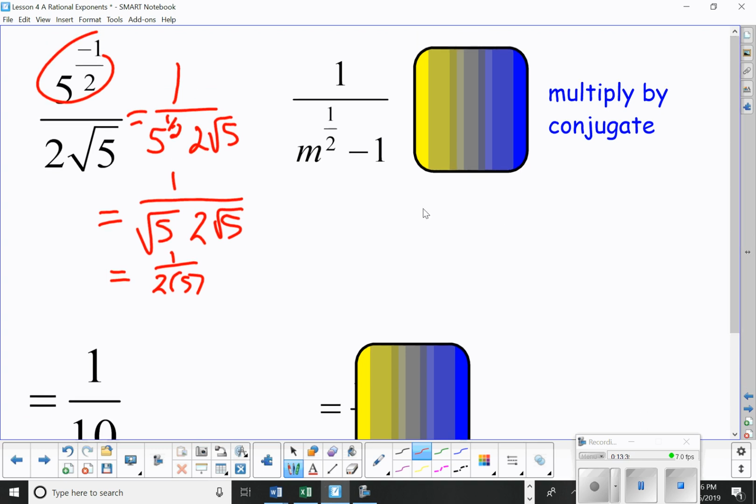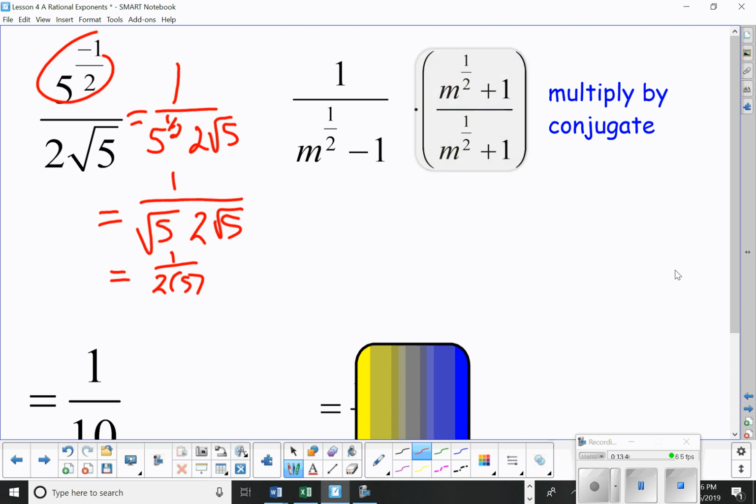Okay, this one gets a little crazy because notice it tells you got to multiply by the conjugate. I have to multiply it by m to the 1/2 plus 1, over m to the 1/2 plus 1. You don't have to make the m minus. You just have to make this expression, instead of being a subtraction, make it into an addition. If this was addition, make it subtraction. Now, in the numerator, I have m to the 1/2 plus 1. 1 times anything is just itself.